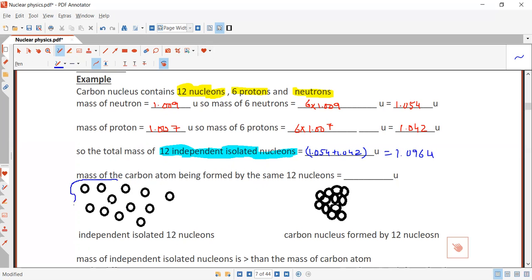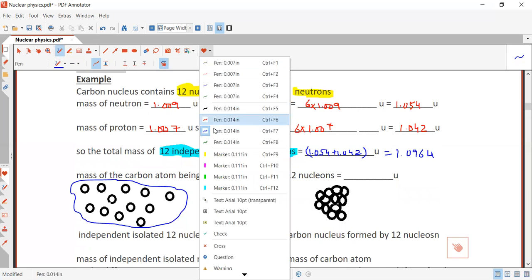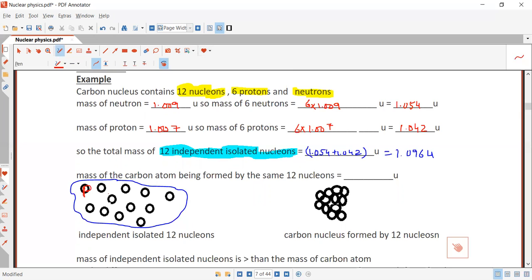So that is the mass of the 12 independent protons and neutrons, which are not inside the nucleus, right? One proton is here, one is here, three, four, five, and let's say six. And then the neutrons are again six in number: one, two, three, four, five, and six. So their mass is 1.096 U.